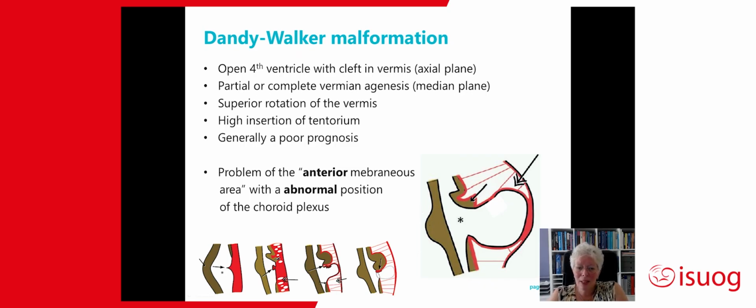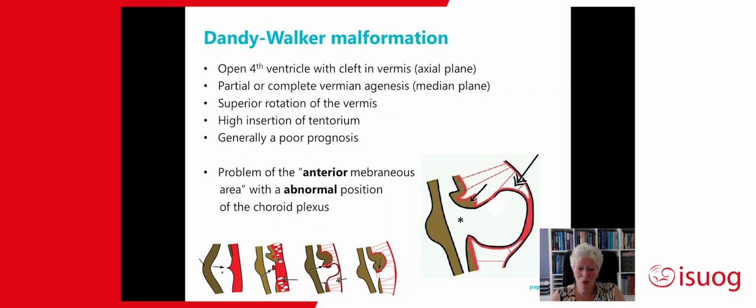If we're going to look at the Dandy-Walker malformation, what can we see then? Then we have again an open fourth ventricle in the axial plane. If we look sagittally, we have a partial or complete agenesis of the vermis. We have a superior rotation of the vermis, and we have a high insertion of the tentorium. And generally, Dandy-Walker malformations have a poor prognosis because they're associated to other malformations in the brain, like in the cerebrum, but also a high chance of genetic abnormalities.